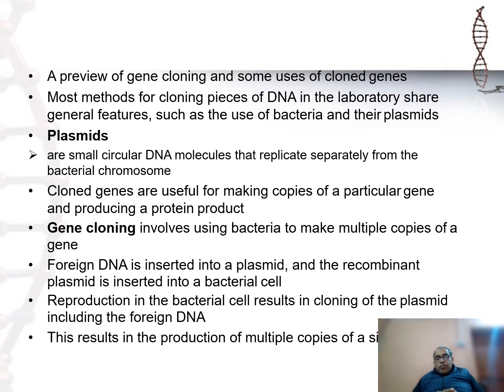Then there are low copy number as well as high copy number plasmids. In gene cloning, a foreign DNA is inserted into a plasmid, and then the recombinant plasmid is inserted into a particular bacterial host cell. In those cells, the plasmid replicates, and it will produce multiple copies of that insert.